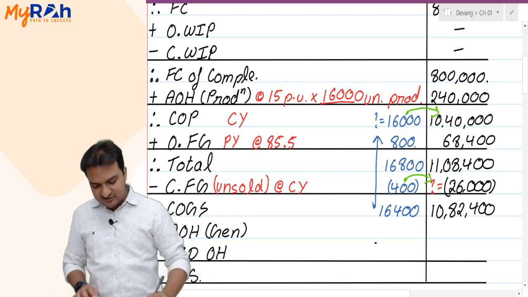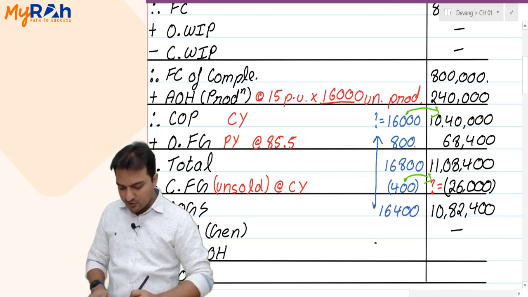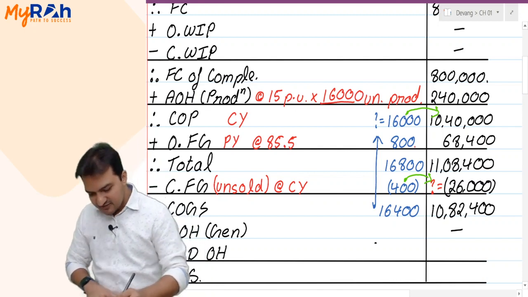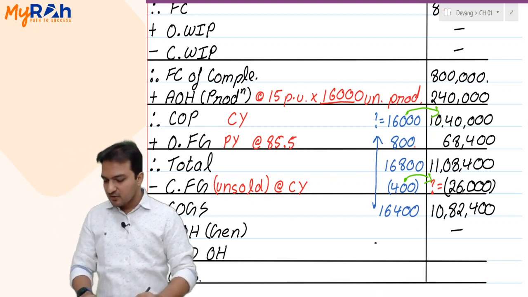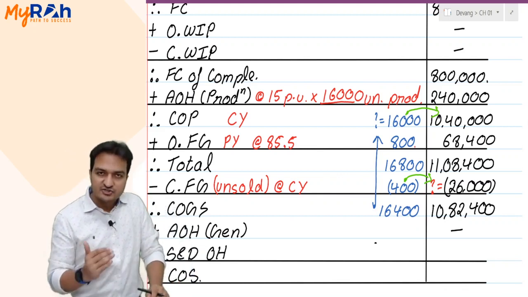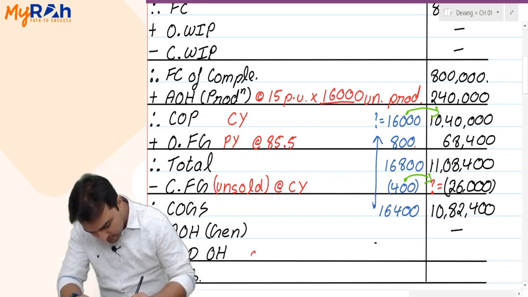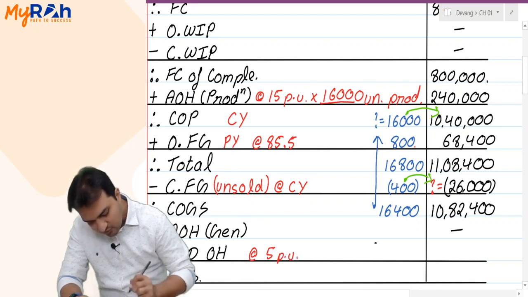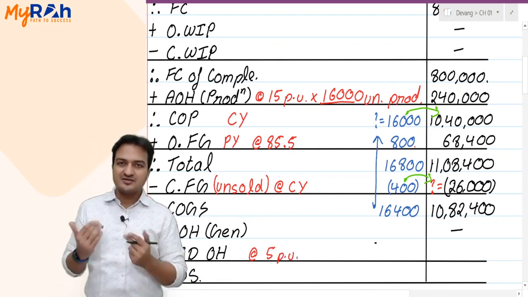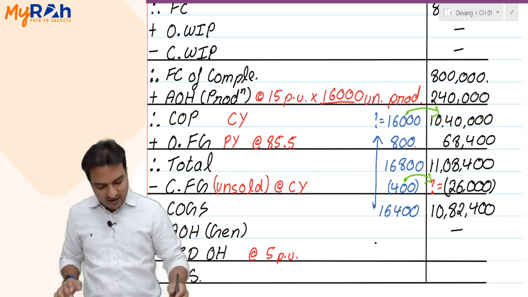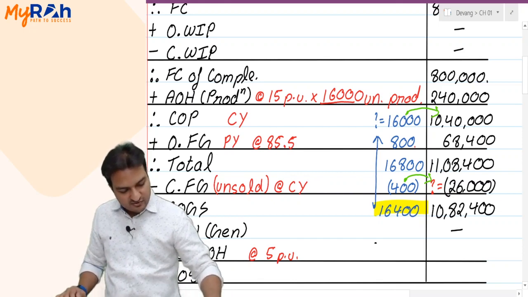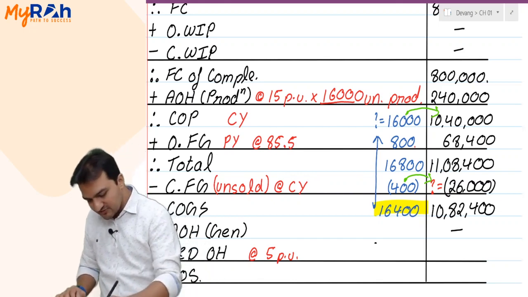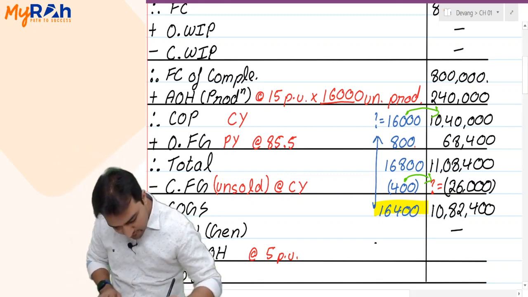Now in this question there are no general admin overheads, so I put a dash. Selling overheads is given in the question as rupees 500 per 100 units sold, meaning 5 per unit sold. So 5 per unit sold into the sold units. What are the sold units? 16,400 is the sold units. So 5 into 16,400, 82,000 becomes your S&D overheads.